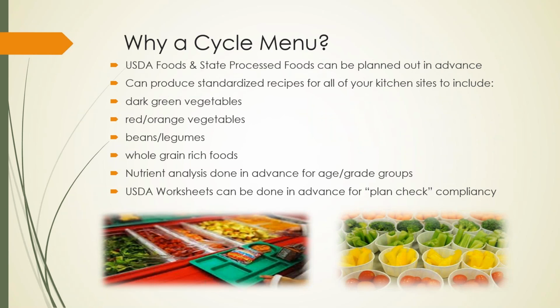So the cycle menu, you can plan them out in advance with your USDA food surveys and your state processed foods that you will be ordering at the end of this school year. And over the summer months, you can start to produce those standardized recipes for all of your kitchen sites to include. Again, we're still looking at the vegetable subgroups in the dark green vegetable area, the red-orange, the beans and legumes, whole grain rich foods. The nutrient analysis can be done in advance for all age and grade groups. And you can still use those USDA worksheets for that plan check compliancy. So we're going to talk about a few of these areas here in the next couple slides.